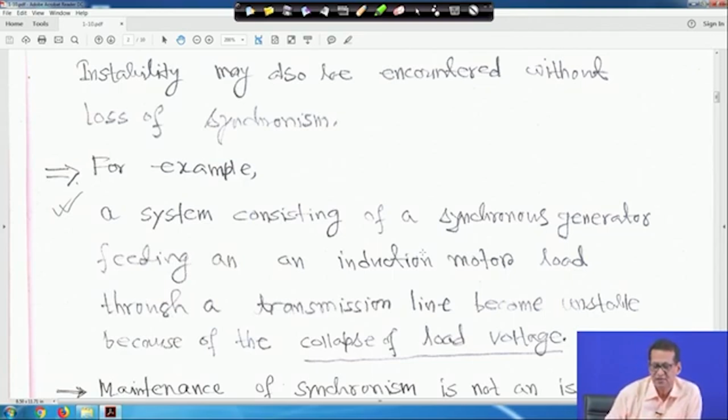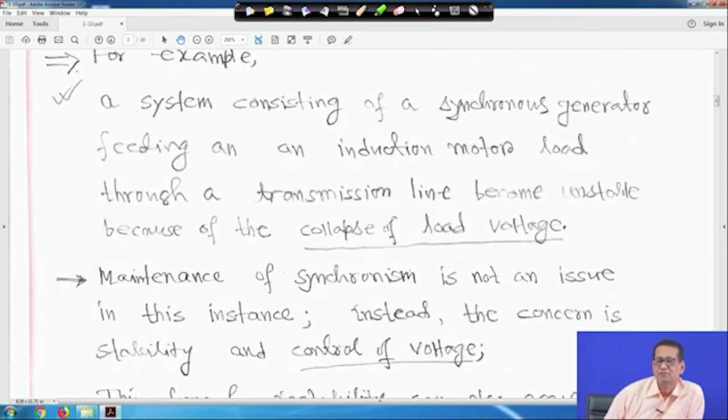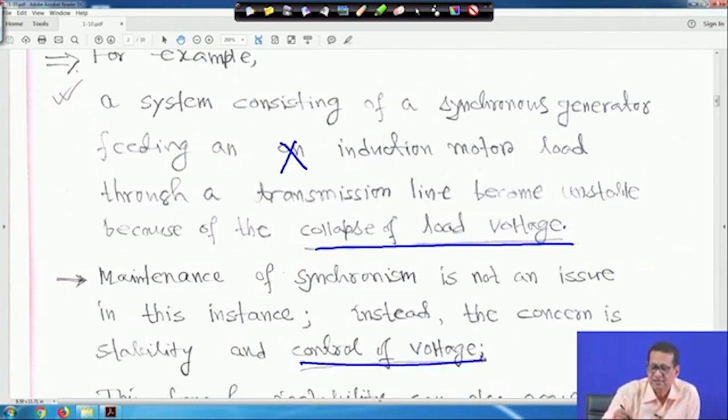For example, a system consisting of a synchronous generator feeding an induction motor load through a transmission line can become unstable because of the collapse of load voltage. That is different from the loss of synchronism you saw previously. This is another kind of unstable system that can occur. Maintenance of synchronism is not an issue in this instance. If you want to keep the power system stable, all the machines should swing in unison and be in synchronism, but in this case synchronism is not an issue. Instead, the concern is the stability and control of voltage. This is another example of instability.